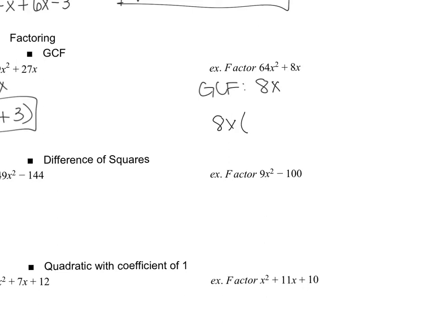64x squared divided by 8x is going to give us 8x plus, and then 8x divided by 8x is 1. We have to make sure that because we started with 2 terms, there are still 2 terms left in our parentheses. And again, if I were to distribute that 8x back into the parentheses, I want to make sure I end up with what I started with.